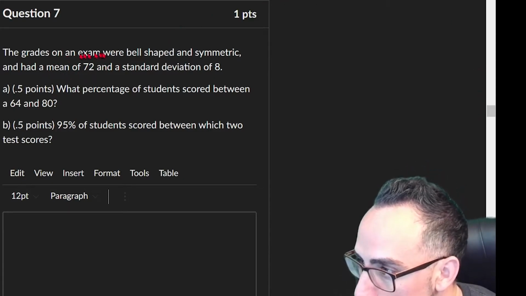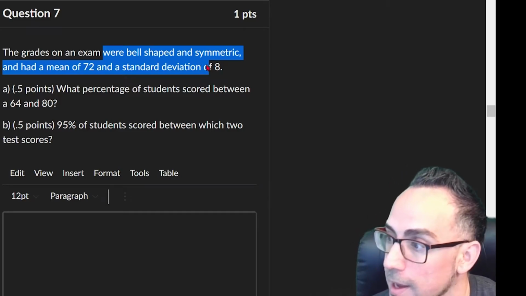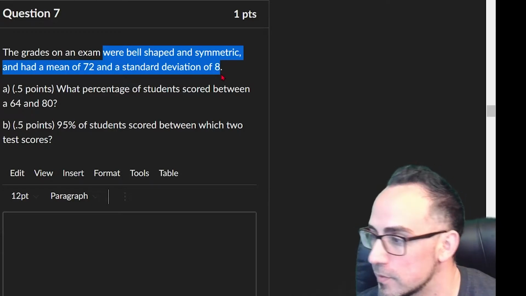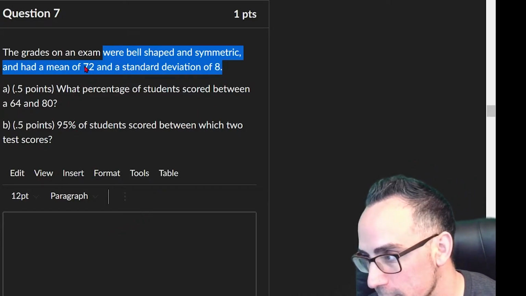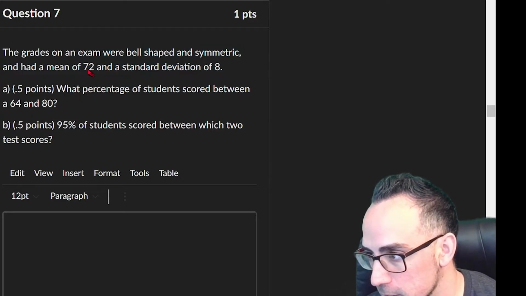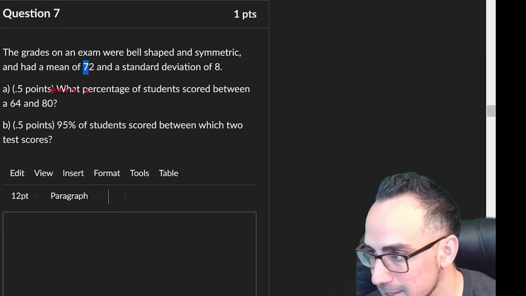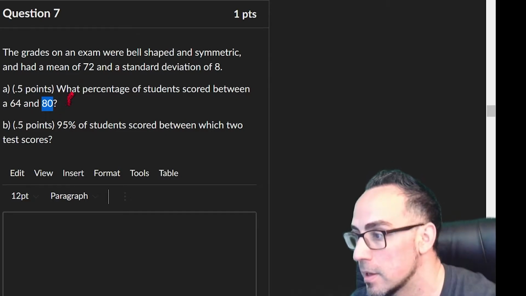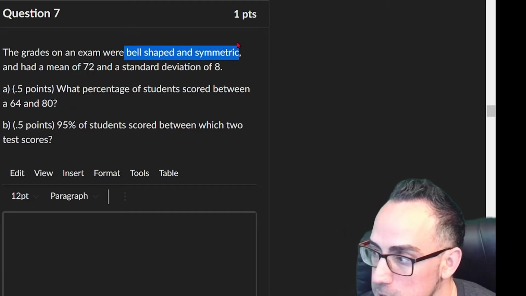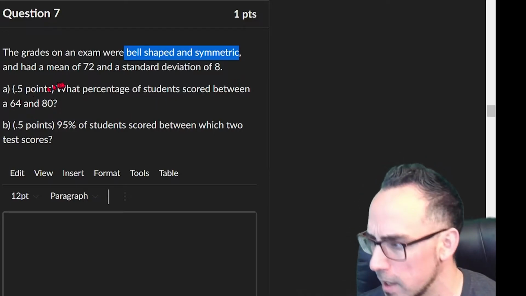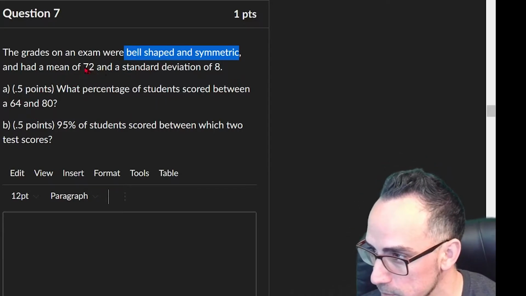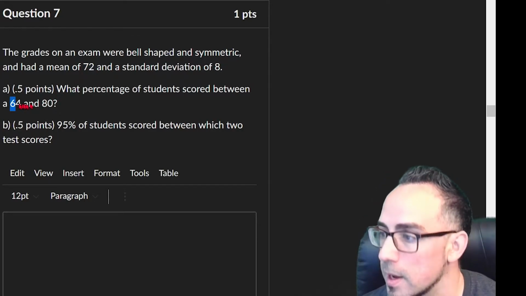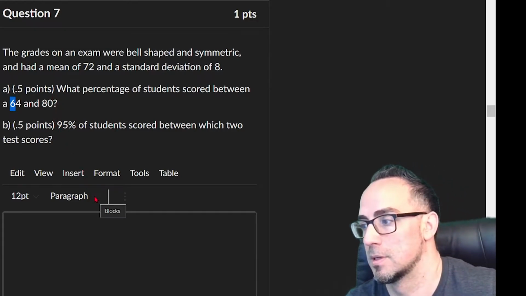The grades on an exam were bell-shaped and symmetric, and had a mean of 72 and a standard deviation of 8. What percentage of students scored between 64 and 80? We have 72, the mean. If I add 8, I get to 80. So it seems like the answer is going to be 68%, because that's 1 standard deviation. Also notice that it's bell-shaped and symmetric, so we're going to use the empirical rule. If you subtract 8 from 72, you get 64. So for A, the answer is just 68%.